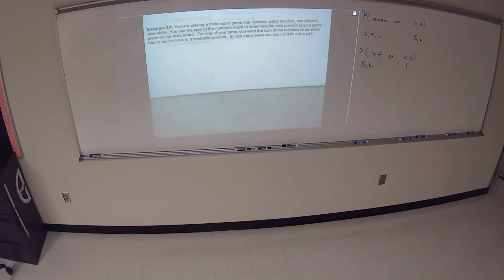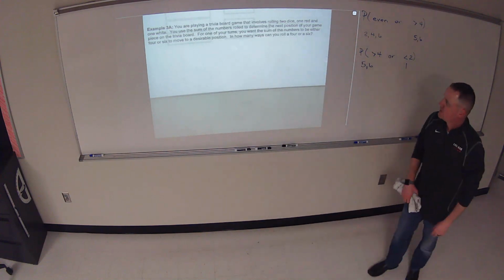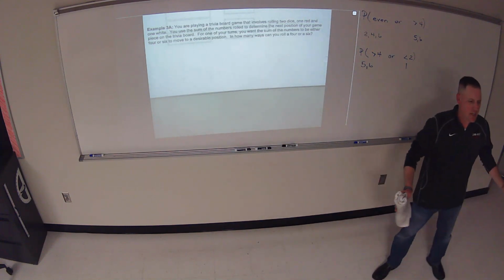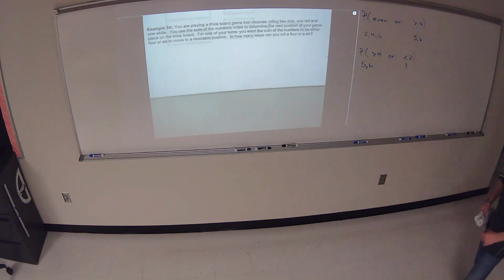Example 3A. You're playing a trivia board game that involves rolling 2 dice, one red, one white. It doesn't matter what color they are; we do this just so some people have a visual reference. You use the sum of the numbers rolled to determine the next position of your game piece on the trivia board. For one of your turns, you want the sum of the numbers to either be a 4 or a 6 to move to a desirable location. In how many ways can you roll a 4 or a 6?